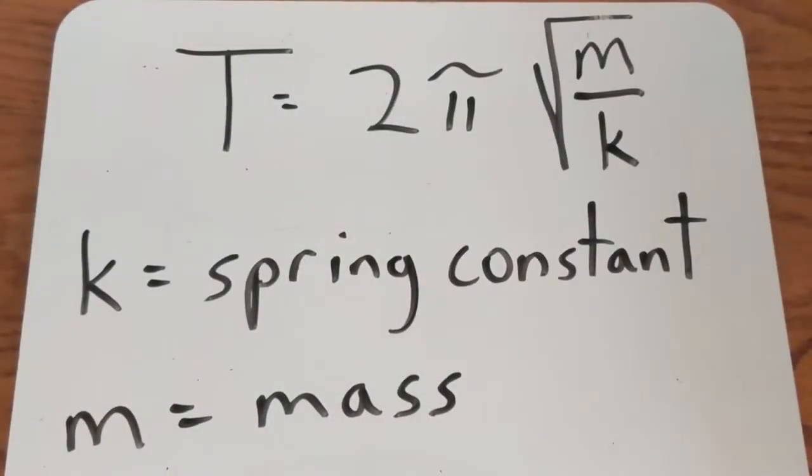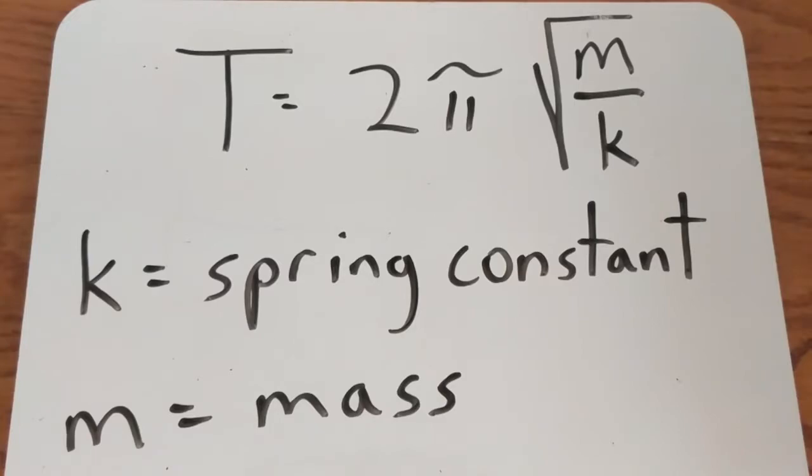Okay, welcome to a lesson on oscillations, mathematics, and equations. All right, we're going to look at a couple equations and problems that model simple harmonic motion and oscillations. So the first one we're going to look at is an equation that talks about the period of a mass spring system.